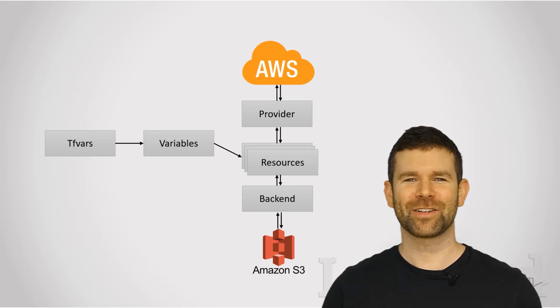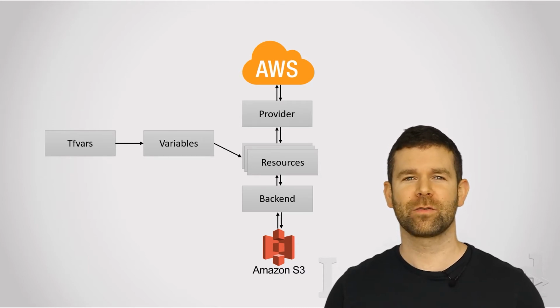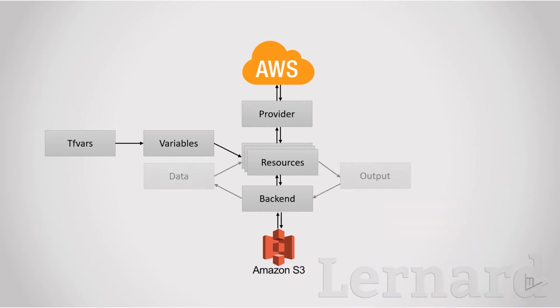Hi, and welcome to this section on Terraform outputs and data sources. So far in this chapter, we've covered a provider, resources, TF vars and variables, and in the last section, we used the backend to transfer our TF state into S3. Now, we're going to expand this model even further by adding outputs and data sources.